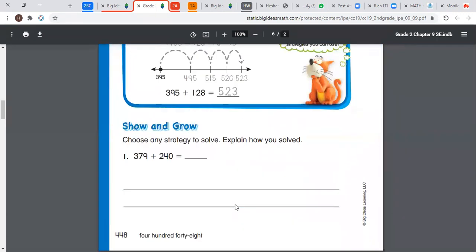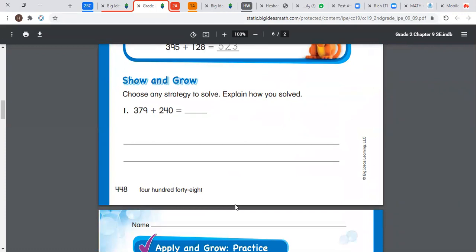Okay, now let's answer question number 1. Choose a strategy to solve. Explain how you solve. Okay, 379 plus 240. Let's use the number line to get the answer. Who can use the number line to get 379 plus 240? I choose the super one whose name is Omar Islam. Hello, Omar. How are you? I'm fine, thank you.